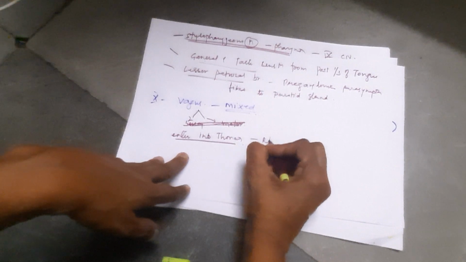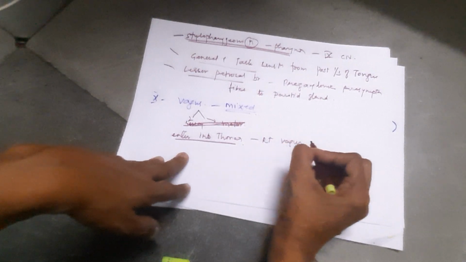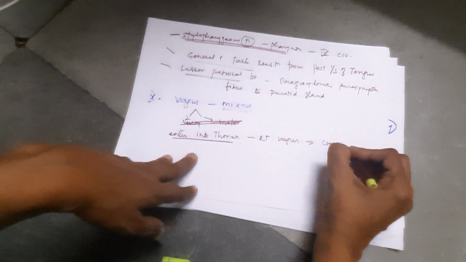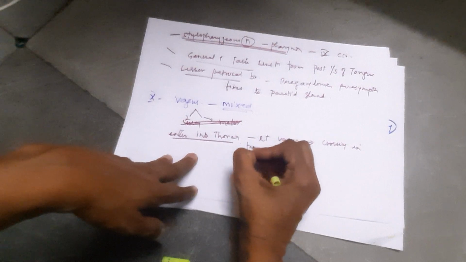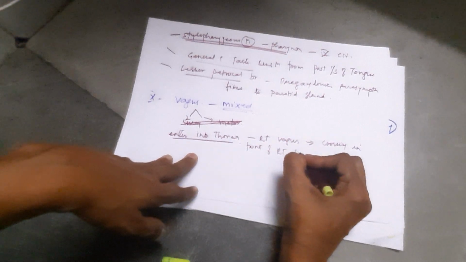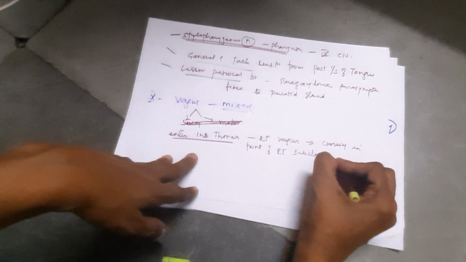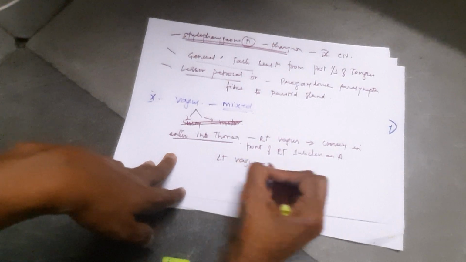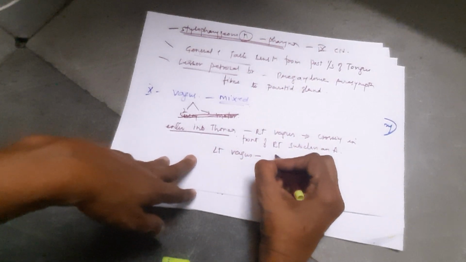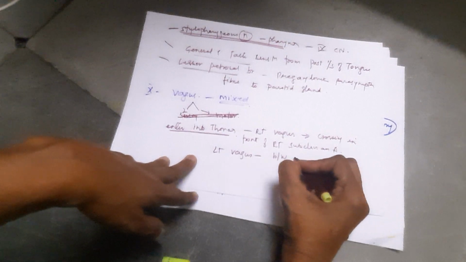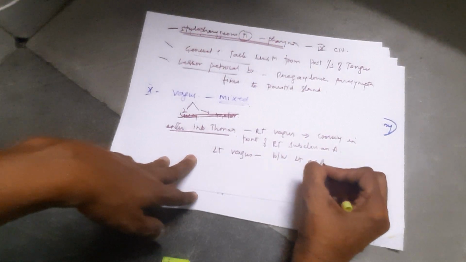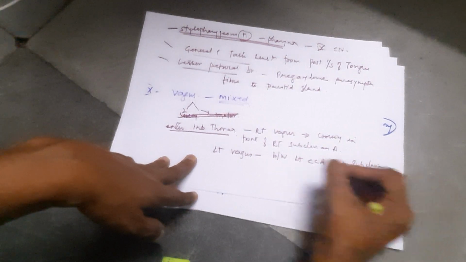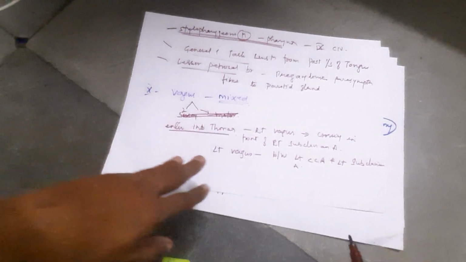Okay. One important point is, right जो vagus होती है, it enters into the thorax by crossing in front of right subclavian artery, while जो left vagus होती है, it enters into the thorax passing in between the left common carotid artery and left subclavian artery. एक तो ये दोनों में डिफरेंस है.